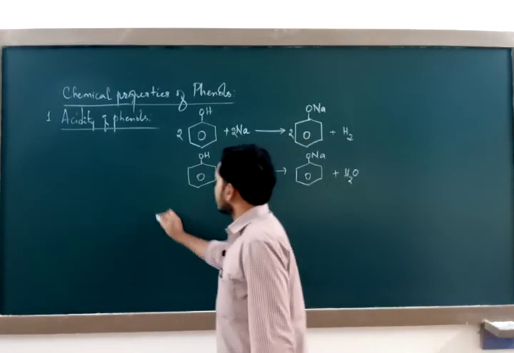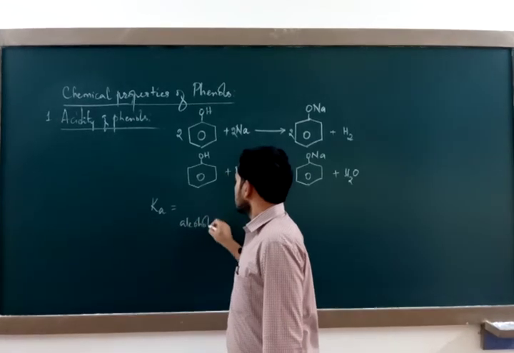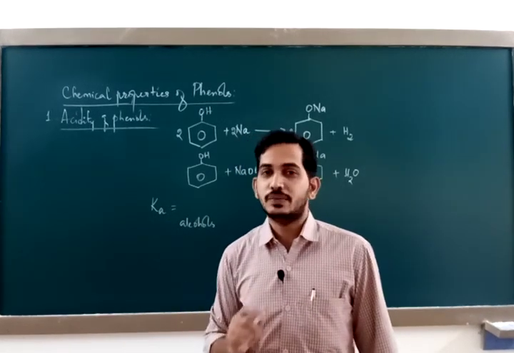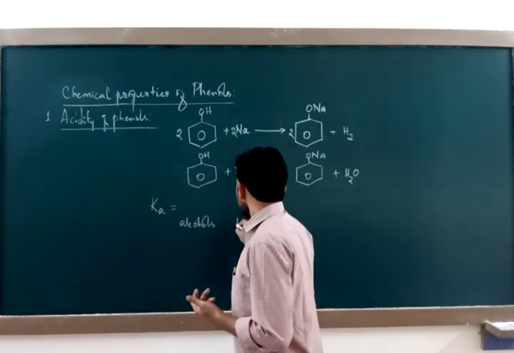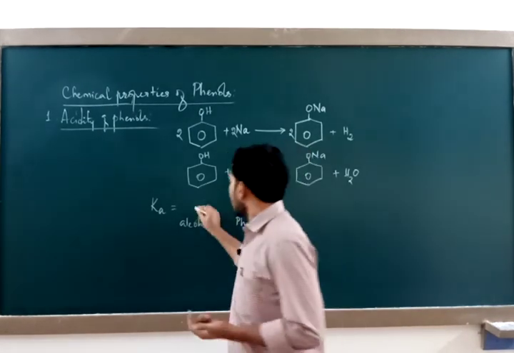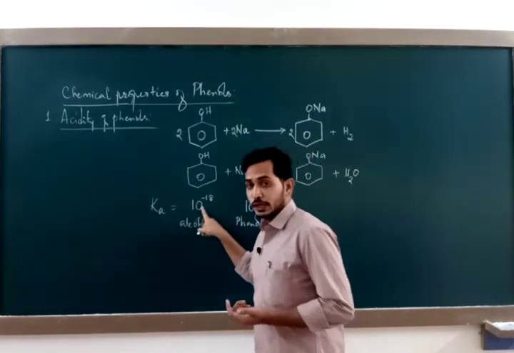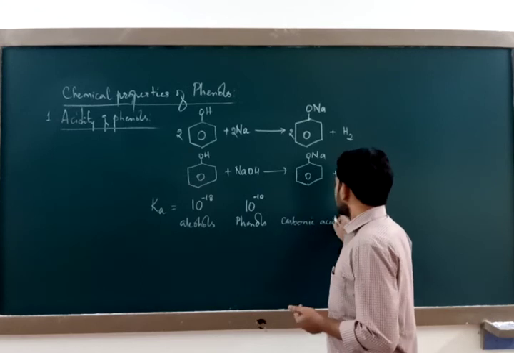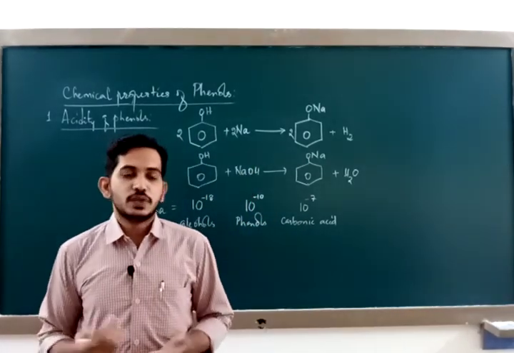Also, based on Ka values for alcohols, do you know what Ka value is? Ka stands for dissociation constant. You should be aware of this concept from your first year equilibrium chapter. There you have studied what dissociation constant is. So based on dissociation constant values of alcohols and phenols, you can identify which of them is a stronger acid. Alcohols have a Ka value of 10 to the power of minus 18, phenols have 10 to the power of minus 10, and carbonic acid has 10 to the power of minus 7. Now simply looking at these values also, you can identify which one is a stronger acid.